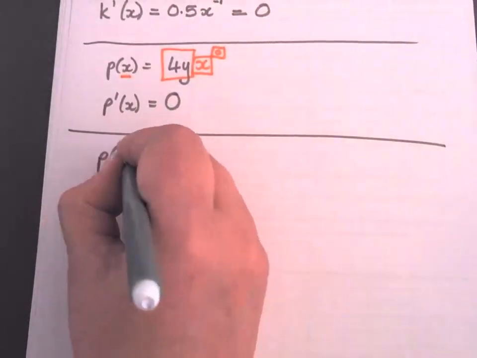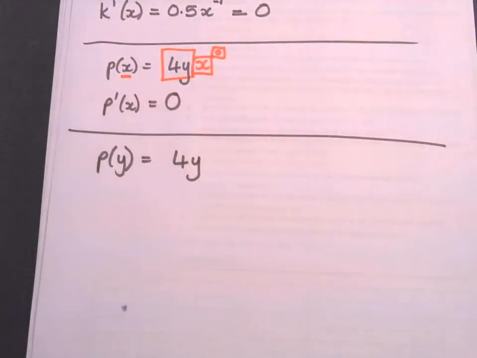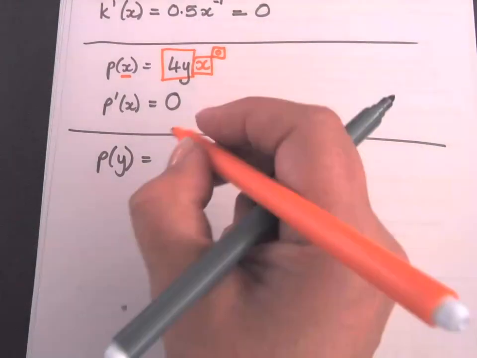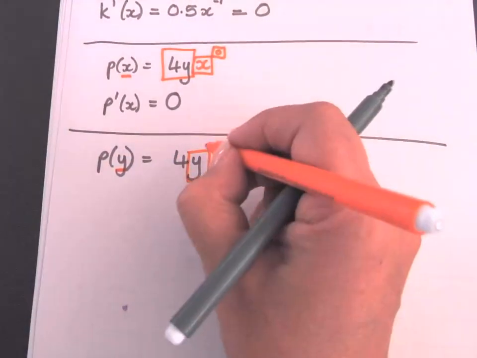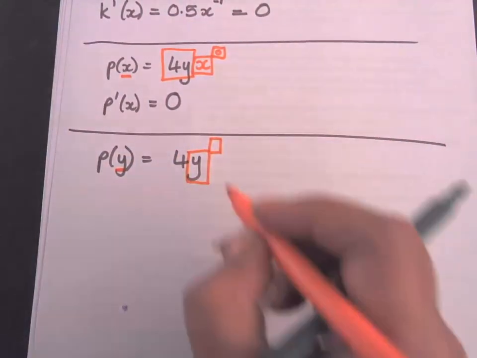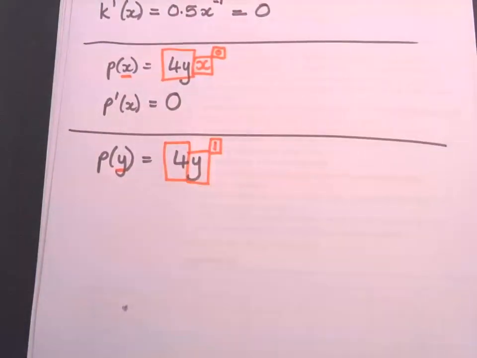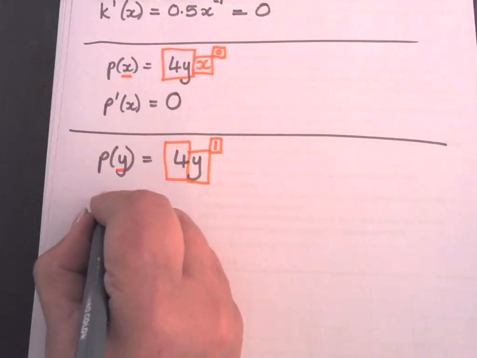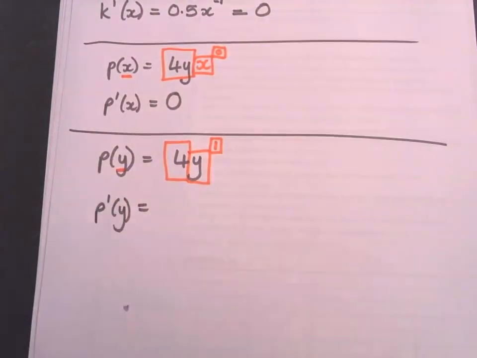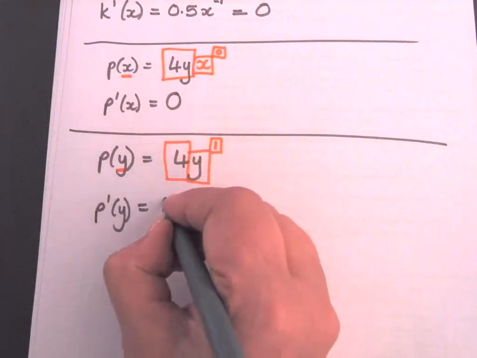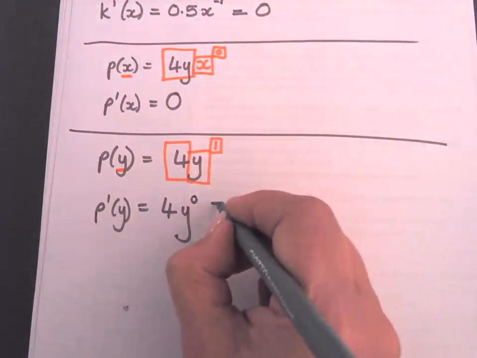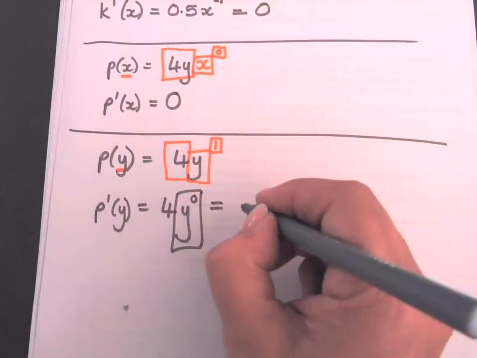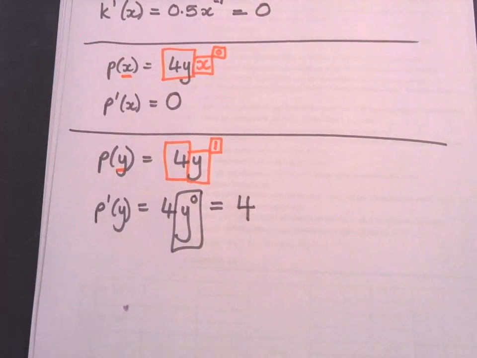What if we have this? p(y) equals 4y. First make sure you have the 3 boxes. I'm working with y now, so y is the main variable. It should have an exponent and a coefficient. The exponent is 1. The first derivative of p will be 1 times 4 is 4, y to the power of 1 minus 1 is 0. And this part becomes 1, so the answer is 4. Any questions so far?